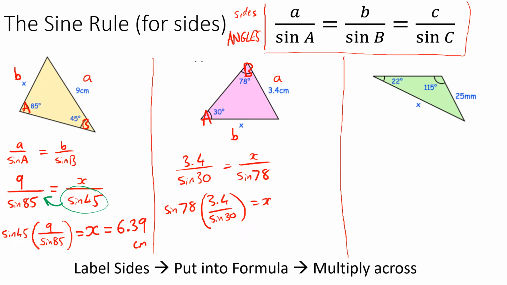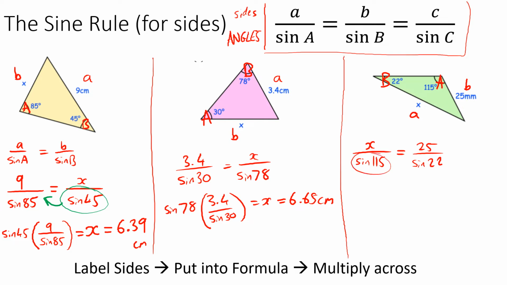And you get a final answer there of 6.65 centimeters. Okay, let's have a look at the second one. Label the sides. We'll call this one A and this one B. Label the angles, A and B. Fill them into the formula. X over sine 115 is equal to 25 over sine 22.